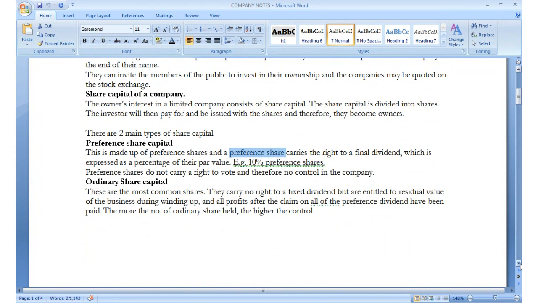So I think you have heard of annual general meetings of various companies. Those people who attend those annual general meetings are ordinary shareholders. They are the real owners of the business.